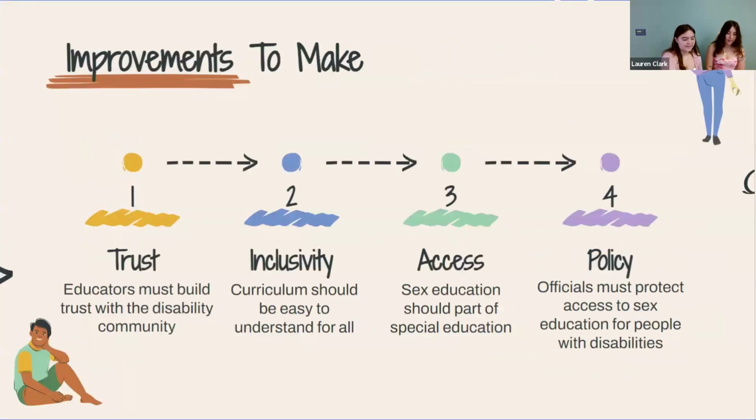So what improvements can be made? So the first one is trust. Educators need to feel comfortable talking about disabilities with everyone, and students also need to feel that their teachers are supportive and inclusive in order to build that trust.